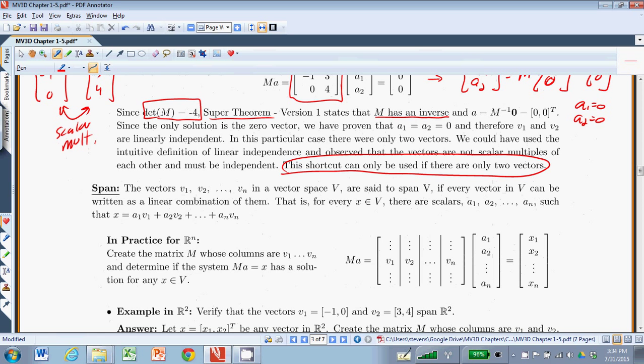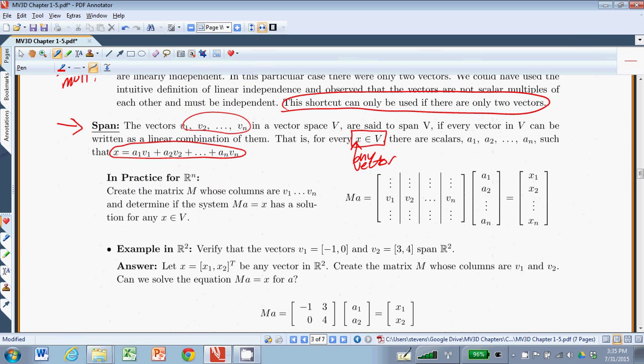Okay, so now let's talk about a span. That was part of our definition of a basis. Suppose I have these vectors, v1, v2, up to vn. They are said to span the vector space if every vector in the vector space can be written as a linear combination of them. What that means is that if you look at any vector in the vector space, I can get that vector as a linear combination of these vectors. In other words, I can write x in this form, a linear combination of those vectors. So in practice, it's actually really easy. We're going to express this linear combination like this.